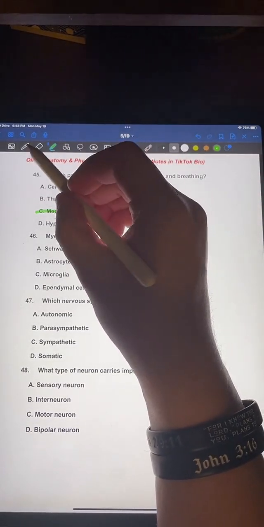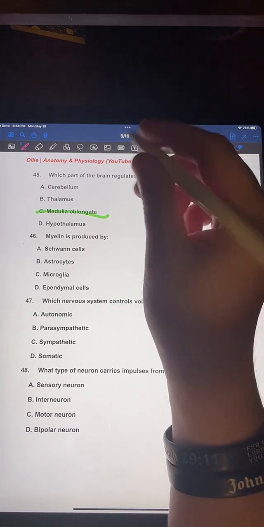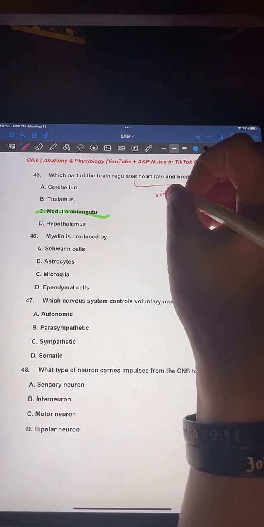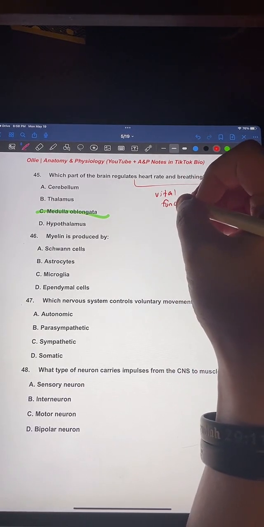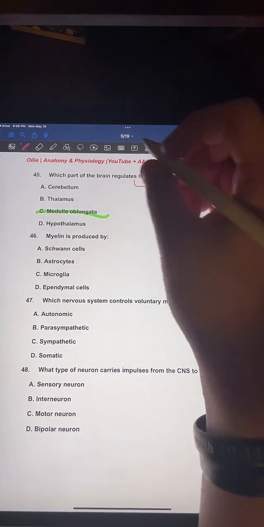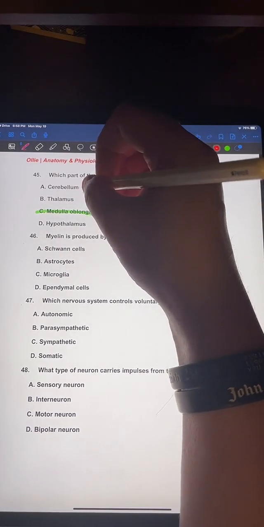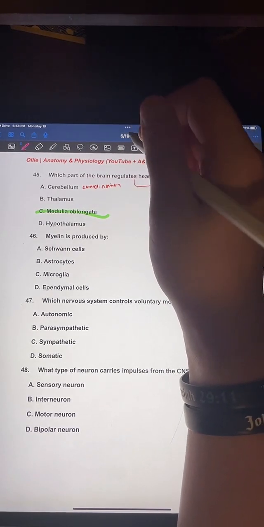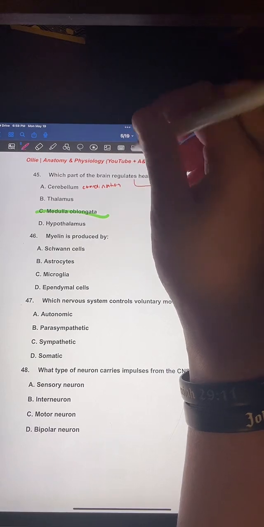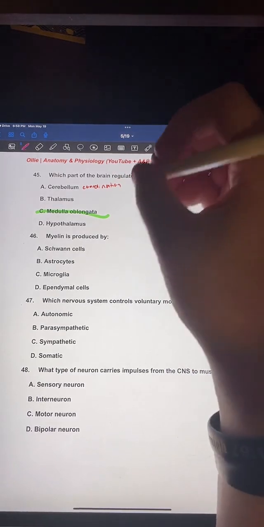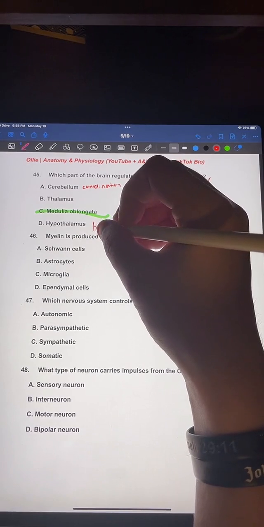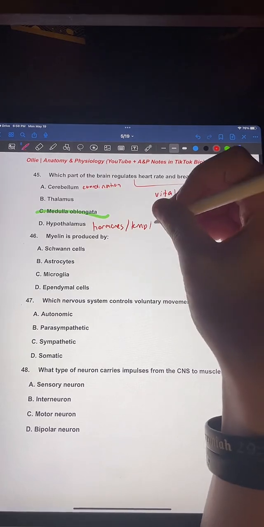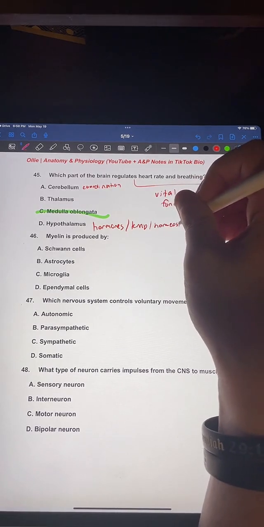It's going to be our medulla oblongata. So the medulla oblongata is going to control our vital functions. The cerebellum is going to be the coordination of our movement and our balance. Our thalamus is like our sensory relay station. The hypothalamus is going to regulate hormones and our temperature. So really a lot of homeostasis functioning.